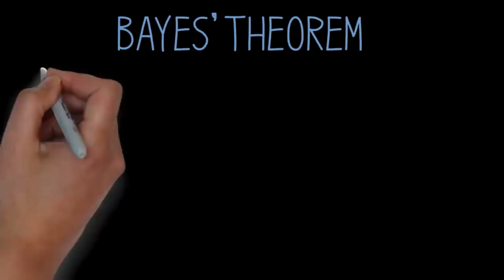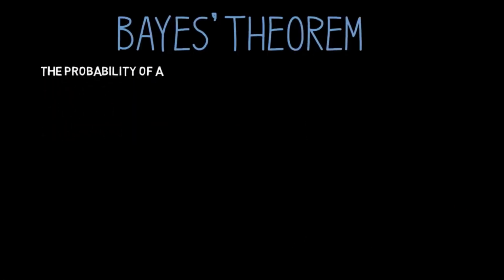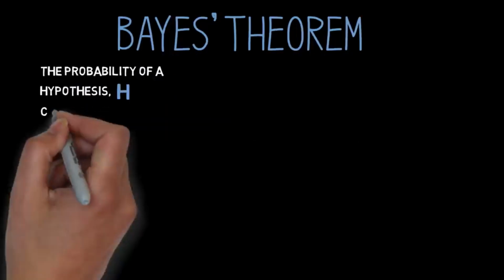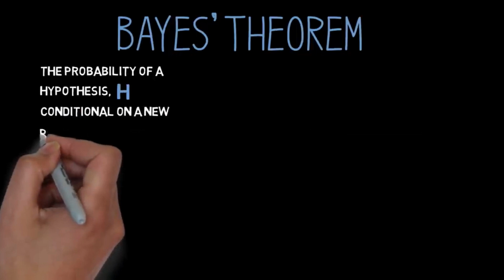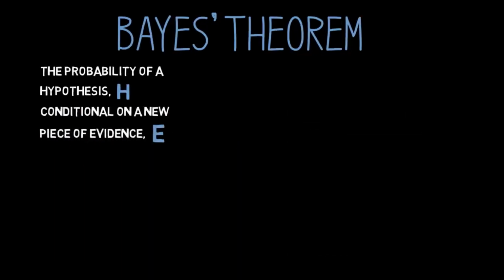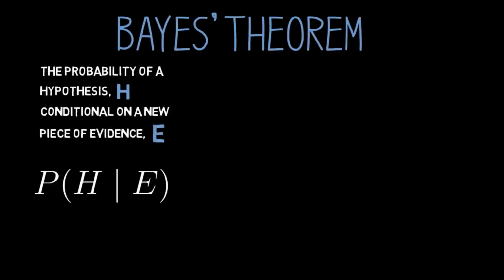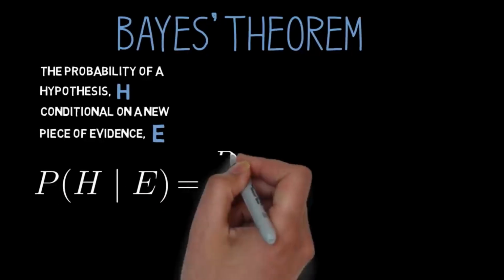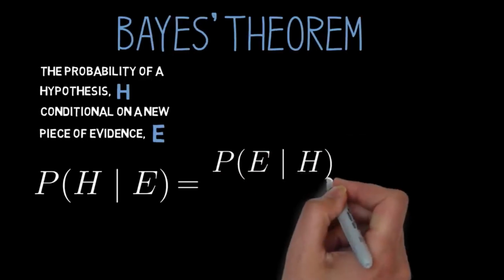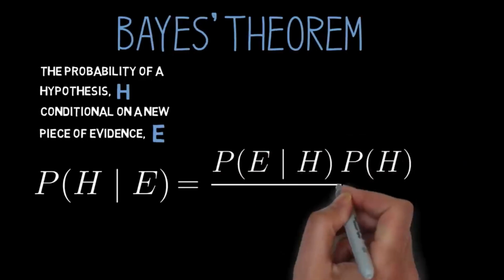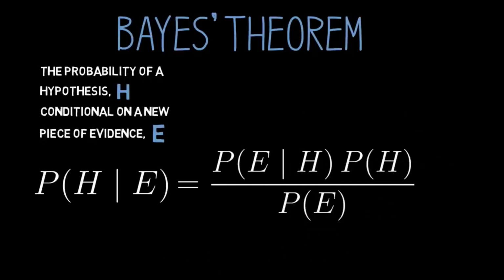So what does Bayes' theorem actually say? Remember our shorthand. Your probability in some hypothesis, let's call it H, conditional on some new piece of evidence, let's call it E, is written P of H given E. Here's what Bayes' theorem tells us. P of H given E equals P of E given H times P of H divided by P of E.